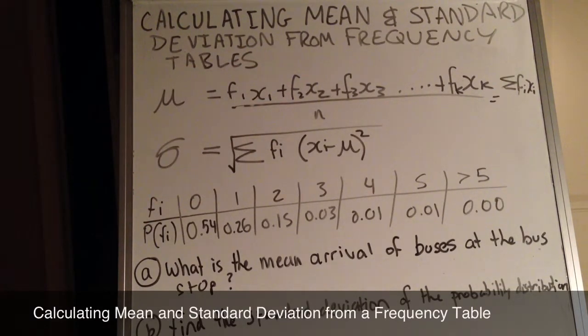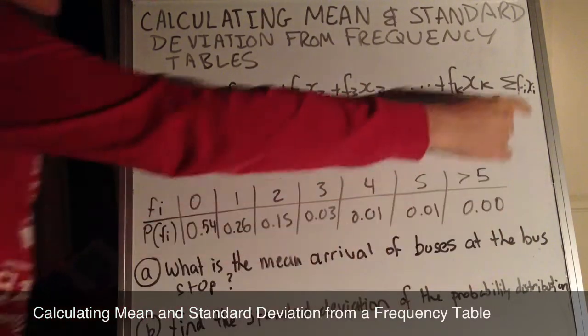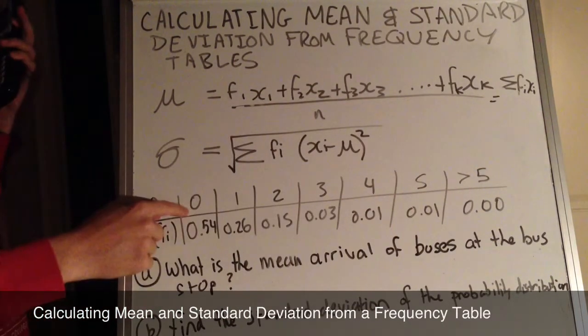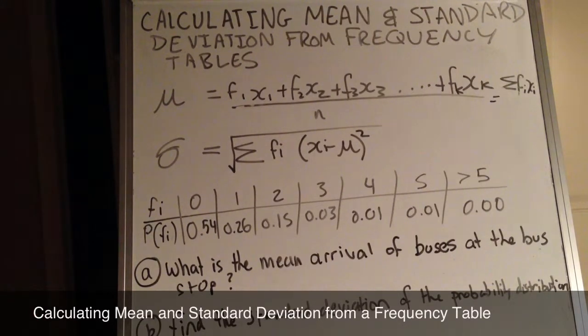But we can take the mean of this result to work out on average how late or how on time it is. In order to do that, we're going to need a calculator, and we're just going to find the sum of fi xi. So the sum of this term multiplied by that term for all the terms in the frequency table. So let's go ahead and work out mu, the mean.